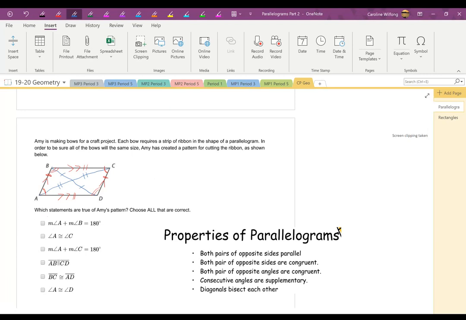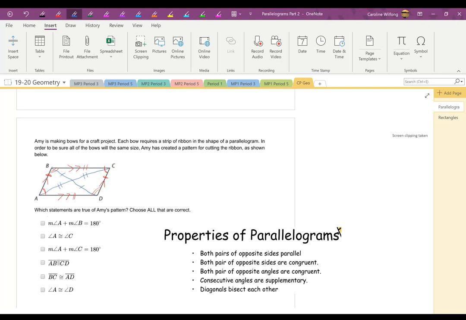All right, let's look at our choices here. Amy's making bows for a craft project, which requires a strip of ribbon in the shape of a parallelogram. So they're telling us that this is a parallelogram. Now they're asking us which statements are true of Amy's patterns. Choose all that are correct. So we're going to check off the ones that are correct.